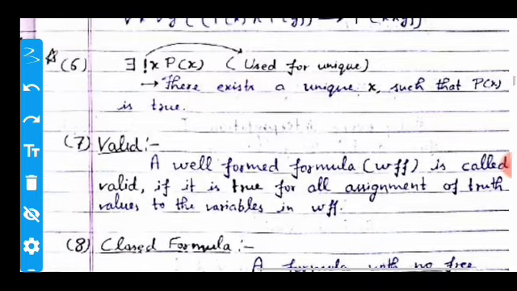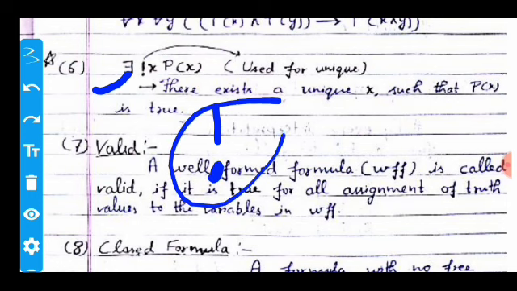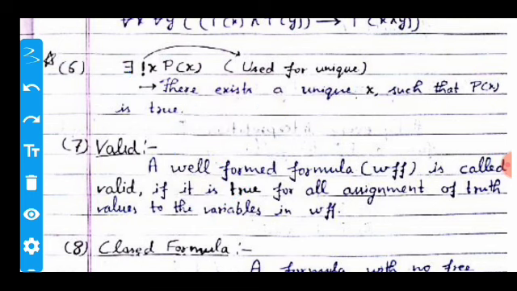Now move on. The next important point is that there exists a unique x such that P(x) is true. Here this symbol is used for uniqueness.